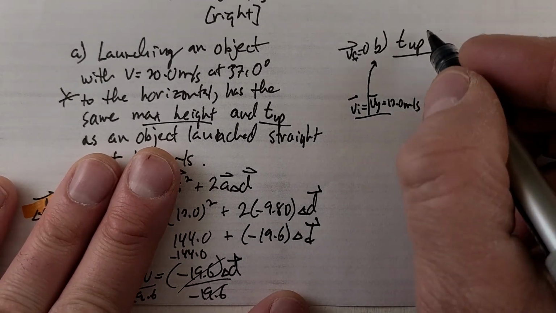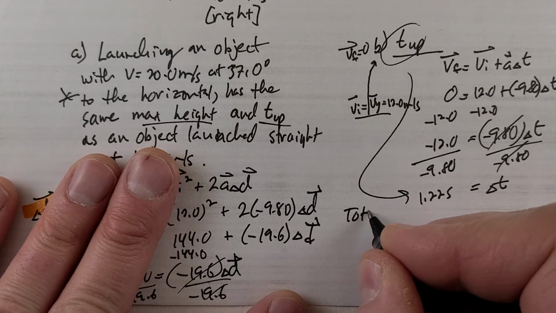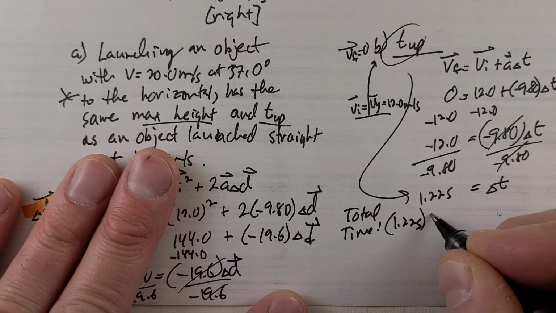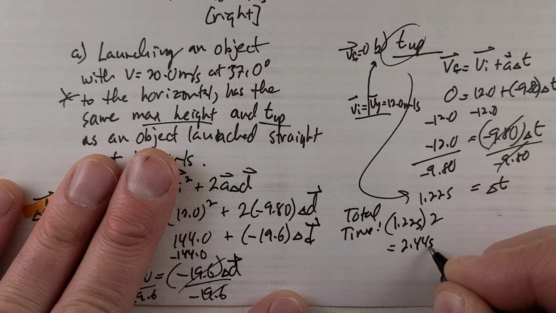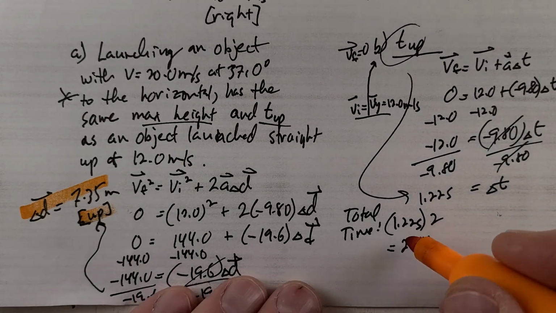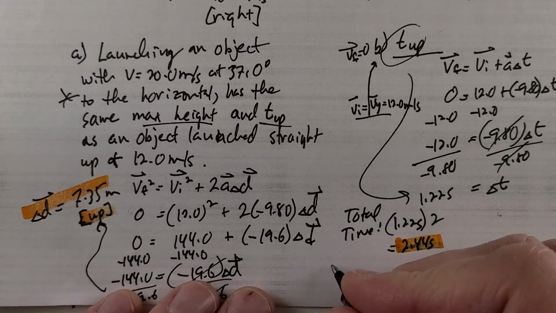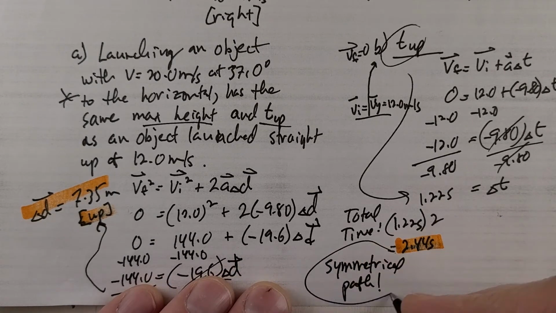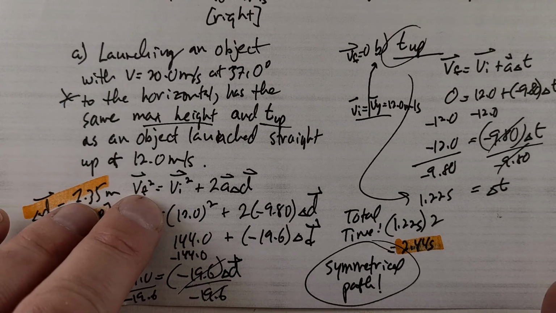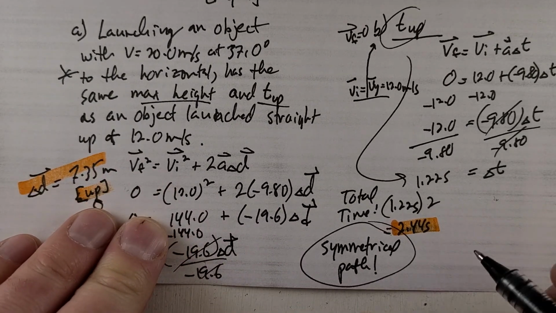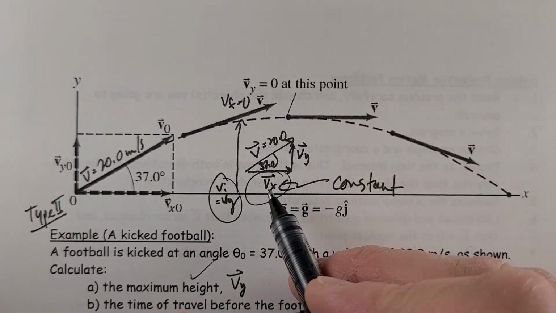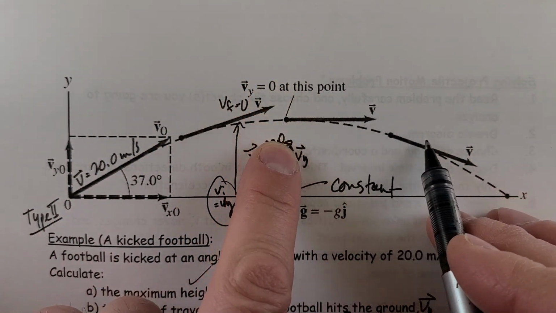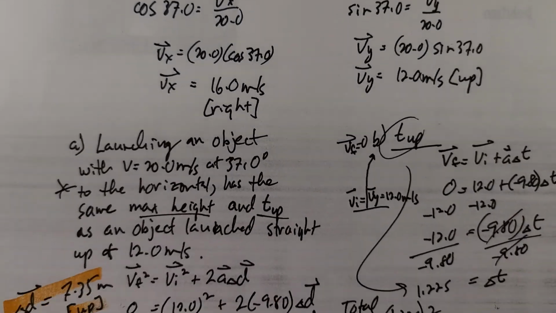Now, so that is time up, the time to go up. Therefore, total time is going to be 1.22 seconds multiplied by 2, 2.44 seconds is the time of flight. Because it's symmetrical. Symmetrical path. And as we see, type 3 is going to be a non-symmetrical path, and there's a few things we'll have to do with that. So we know the time up, 1.22 seconds. So whether I throw it up in the air or launch it at an angle, 1.22.